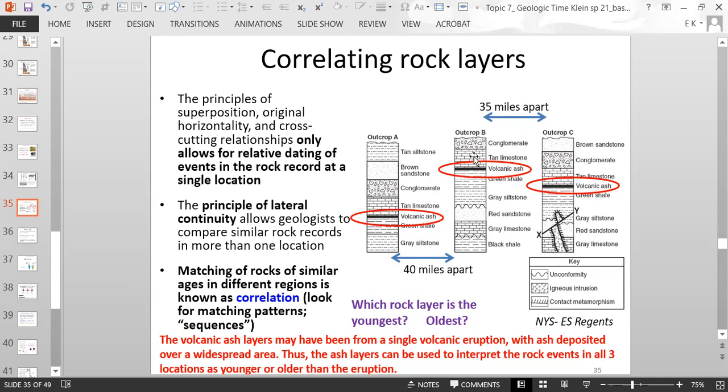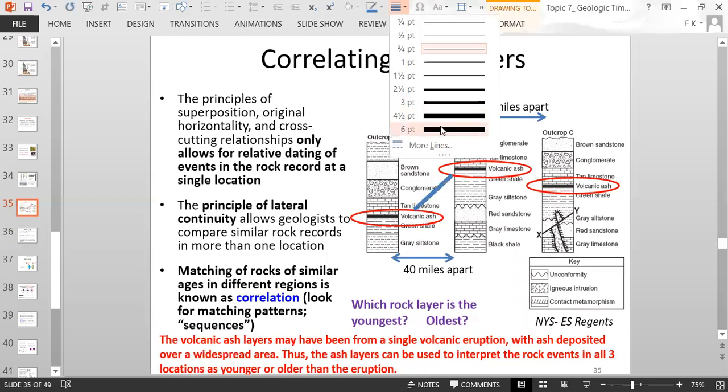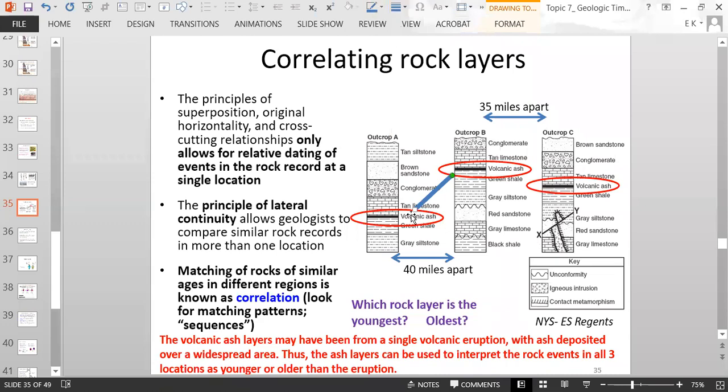We can correlate between the three locations. What I mean by that is we can assume that these rock layers are the same age. Okay, so everything above the volcanic ash layer is younger than the volcanic ash layer in each outcrop. So everything above in outcrop A is younger than the volcanic ash layer. Same with B and C. Everything below is older than the volcanic eruption.